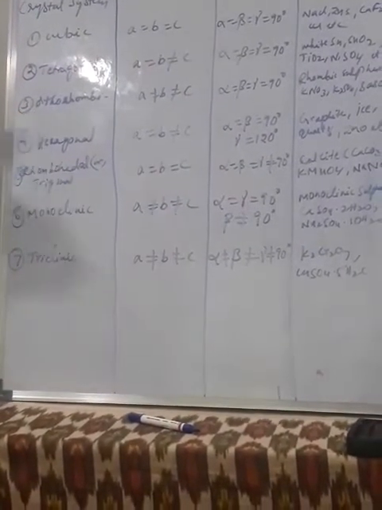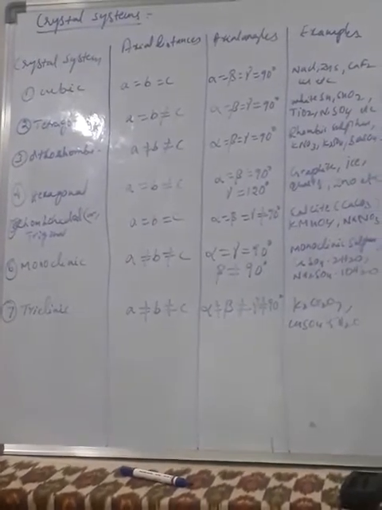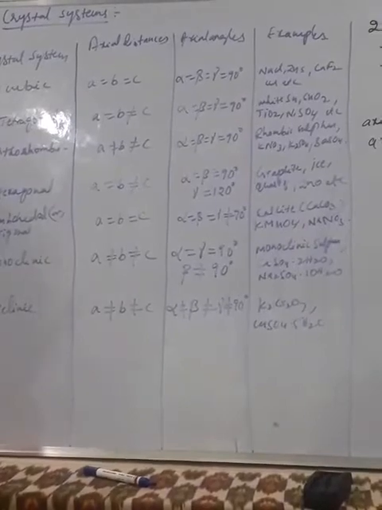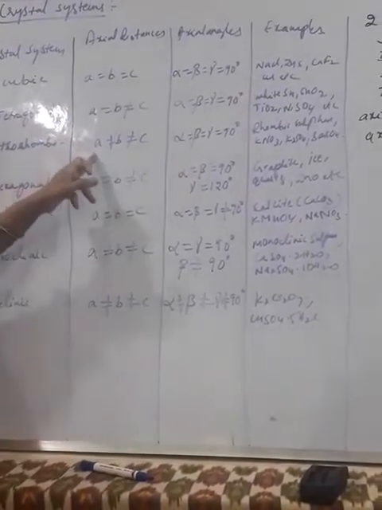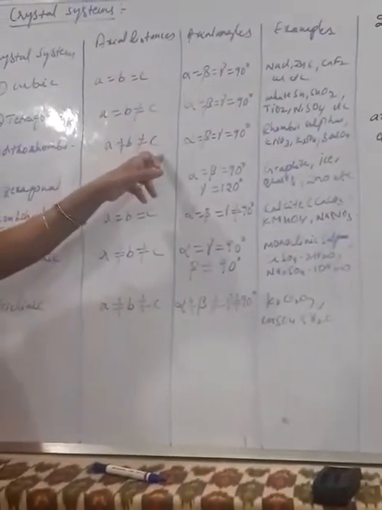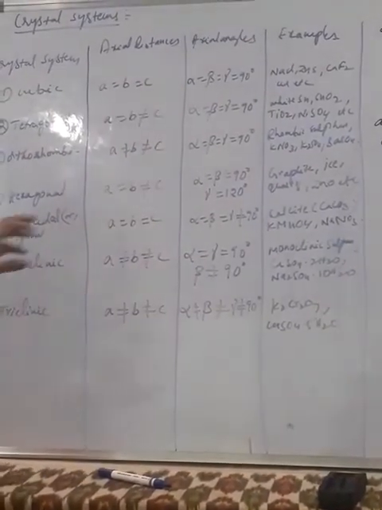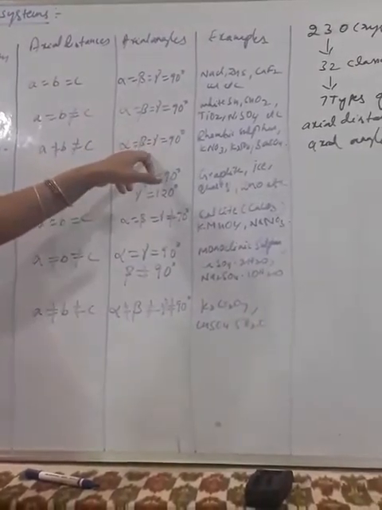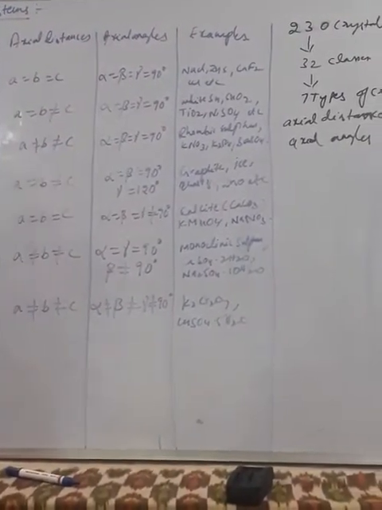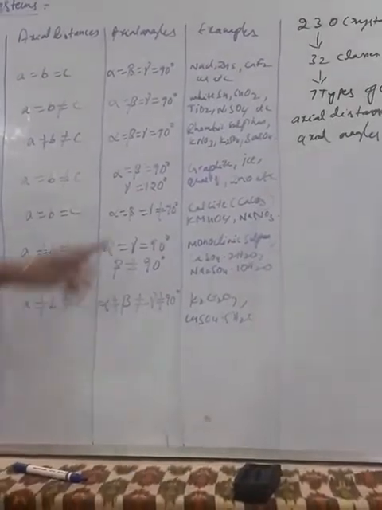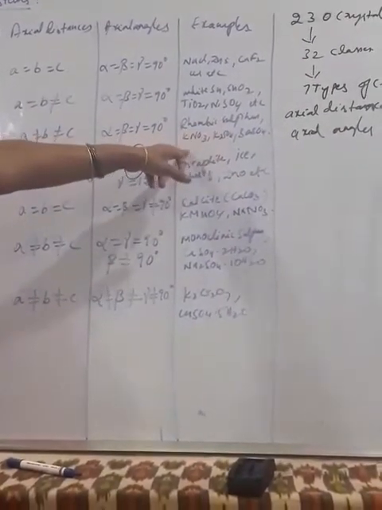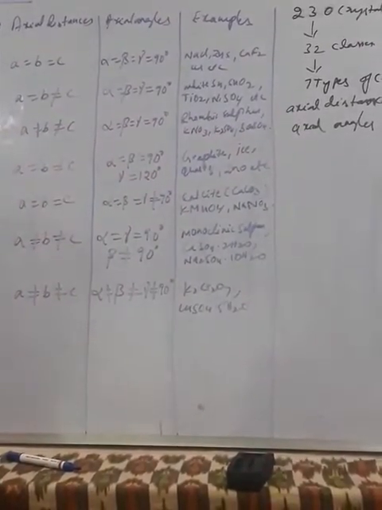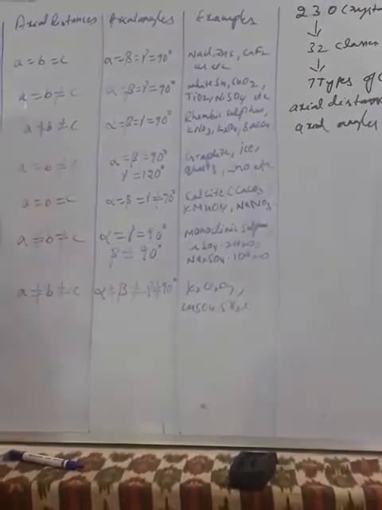Next, the orthorhombic crystal system. Here the axial distances are not equal: a is not equal to b, b is not equal to c. But the axial angles, alpha equal to beta, beta equal to gamma, are equal to 90 degrees. Examples are rhombic sulfur, potassium nitrate, potassium sulfate and barium sulfate. All these come under orthorhombic.